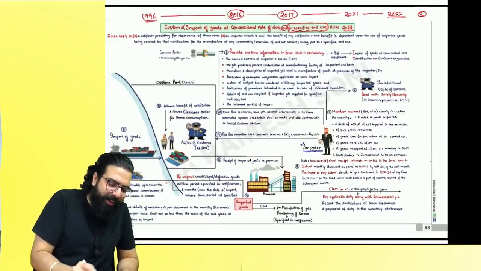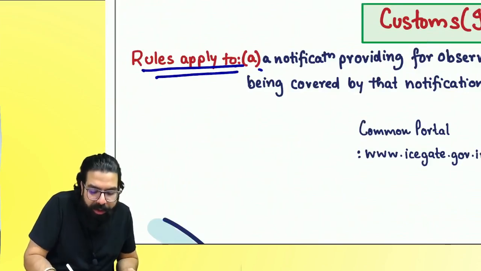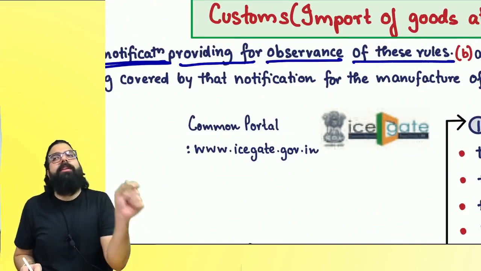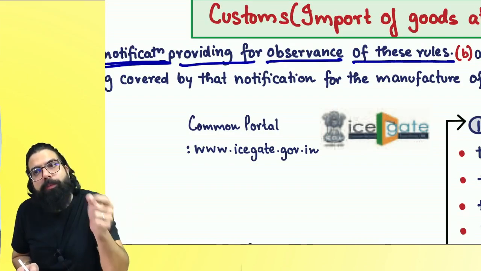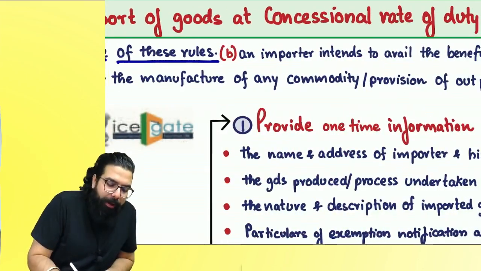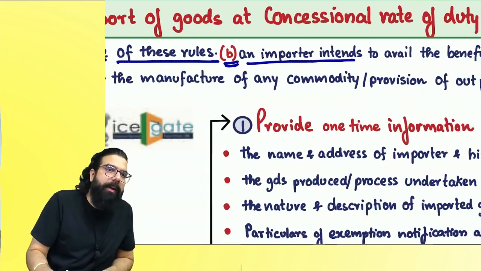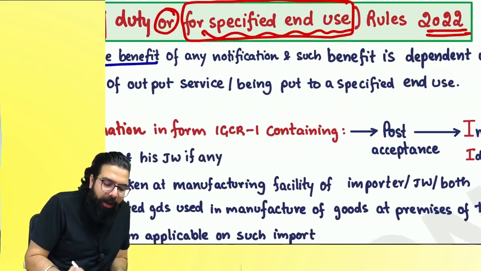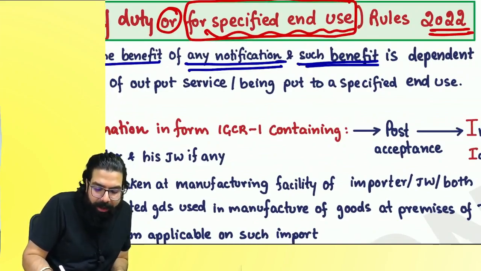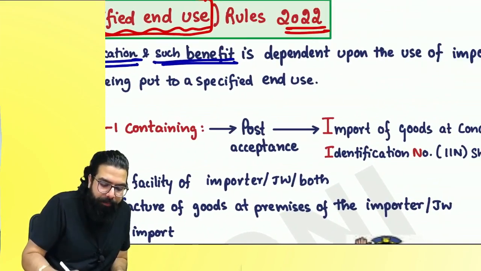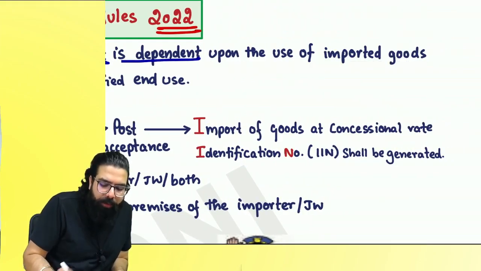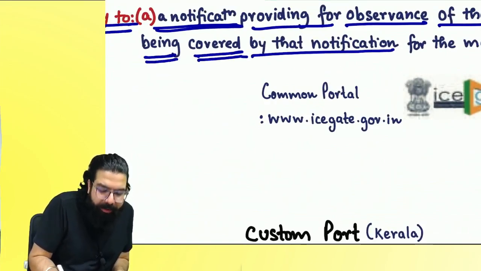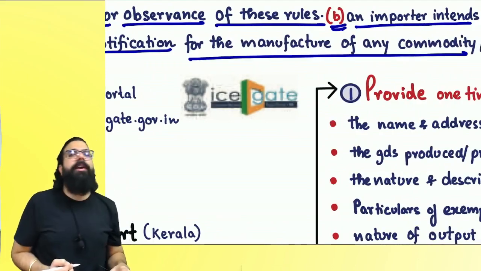So the first line says that the rules will apply only to a notification which provides for observance of these rules. Only if the notification specifically says you have to observe the rules, then you observe the rules. Then B says, an importer who can avail the benefit, these rules are applicable for whom? An importer who wants to avail the benefit of any notification, where such benefit of the notification is dependent upon the use of the imported goods covered by that notification for the manufacturing of any commodity.